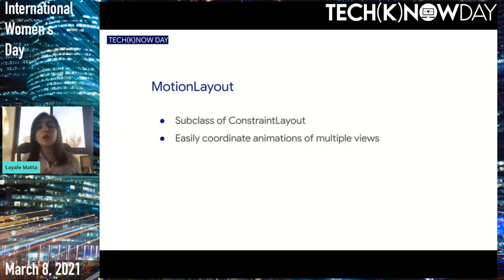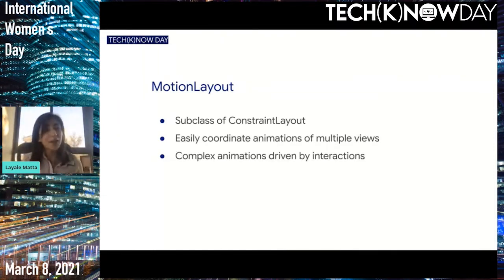So usually we are used to using transition managers to make simple view animations, but MotionLayout aims to manage complex animations driven by interaction. So for example, if you want to drag a certain view or click on a button and move different views in different directions at the same time, MotionLayout is the answer. So it's like we are transitioning a complete scene and not just a single item.